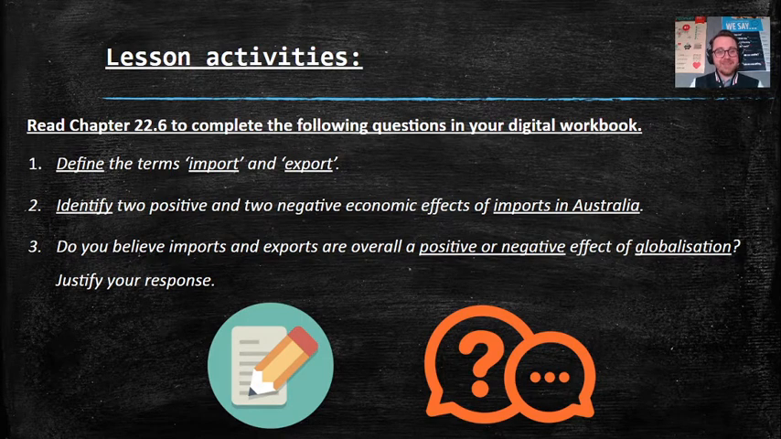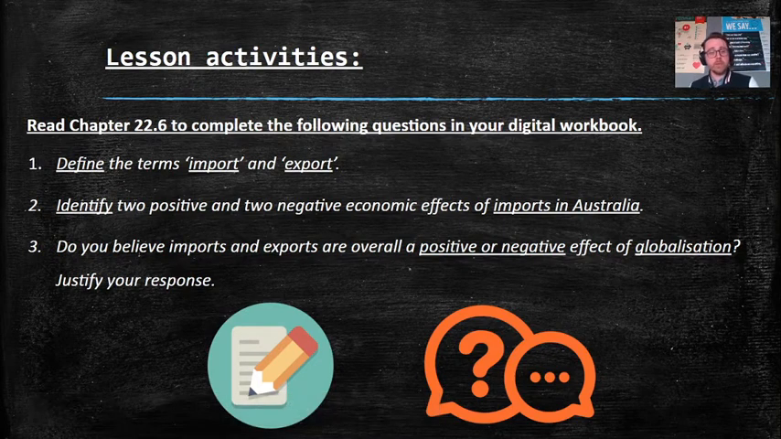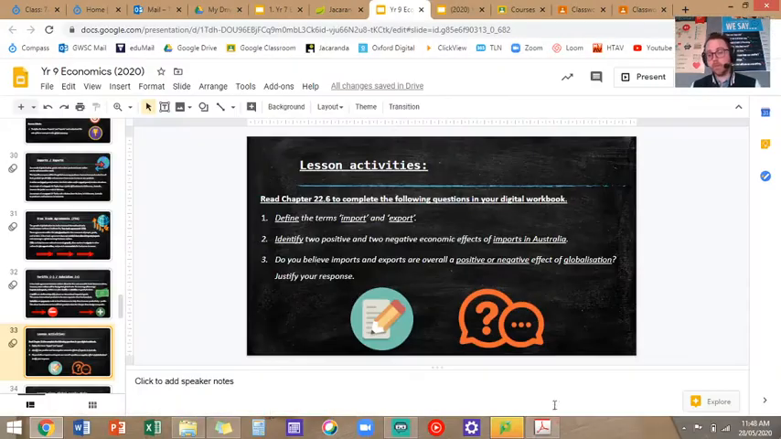Anyway, what we are doing today are lesson activities. Read through chapter 22.6. I'll show you where that is in a moment, and complete the following questions in your digital workbook. The questions aren't the textbook questions. These are questions that I have come up with, so you don't have to go looking for chapter 22.6 questions. It's just that reading that chapter will give you extra information to answer these questions, so I encourage it. I'll show you where that is now before I forget.